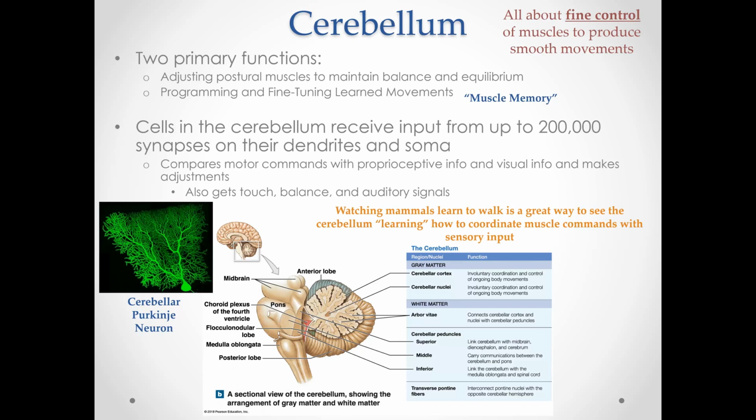It learns the precise way to move the muscles to accomplish the movement that you wanted to do originally. And really, watching mammals learn how to walk is a great way to see the cerebellum in action and to see the cerebellum learning how to coordinate those motor commands with the sensory input that it's getting.